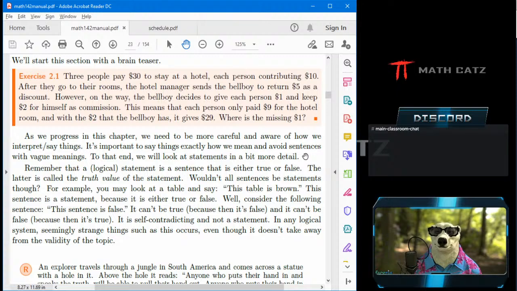Three people pay $30 to stay at a hotel, each person contributing $10. There are three of them. After they go up to their rooms, the hotel manager sends the bellboy back to return $5 as a discount. However, on the way, the bellboy decides to give each person $1 and keep the other two for himself as commission. So he gave each person a dollar. So each person actually paid $9 for the hotel then, because from their 10 they got $1 back for the room. And with the $2 that the bellboy has, that makes $29. 3 times 9 is 27. The other $2, 29. Where is the missing dollar?